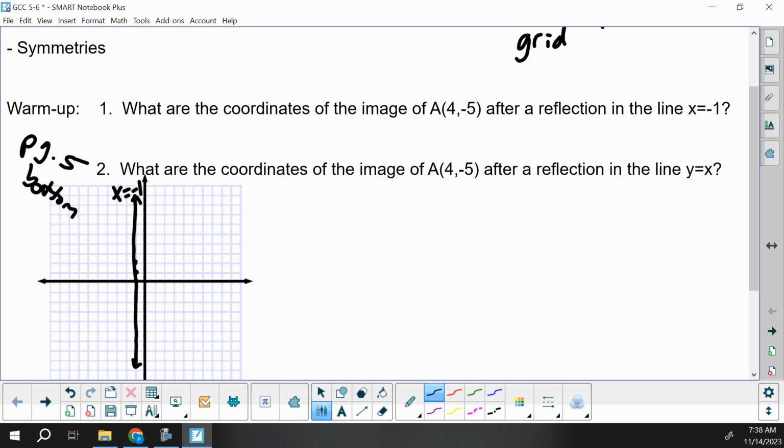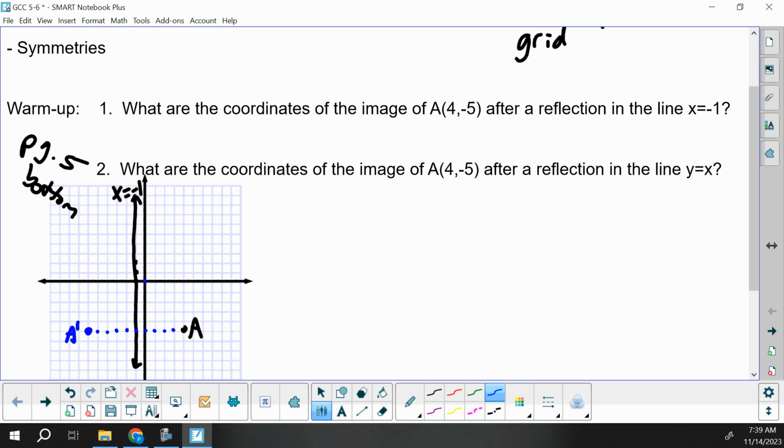Our point A was (4, -5). And we just want to find A prime. We want to reflect over that x equals -1. Most reflections, if you've got a vertical or horizontal line, easiest to just count and see how far you are away. Go the same distance on the other side. So we are 1, 2, 3, 4, 5 away from our line x equals -1. Go 1, 2, 3, 4, 5 away on the other side. So this is A prime. We just got to figure out its coordinates.